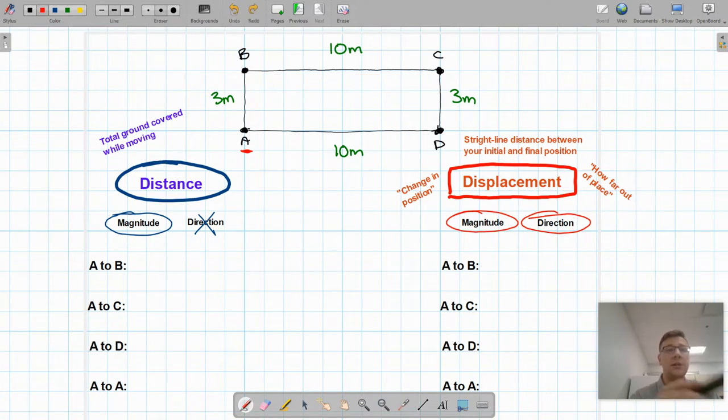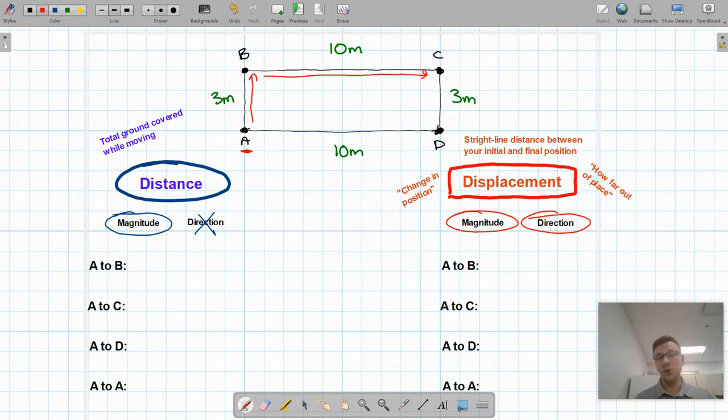Now, this is a little bit different from displacement because remember, displacement includes direction, okay? So if we were looking at the distance versus the displacement from A to B, well, it's the same because they're both moving the same direction, okay? But when we go from A to B and then B to C, our displacement's not going to be the same as the distance. And that's because the definition of displacement is the straight line distance between your initial and final position.